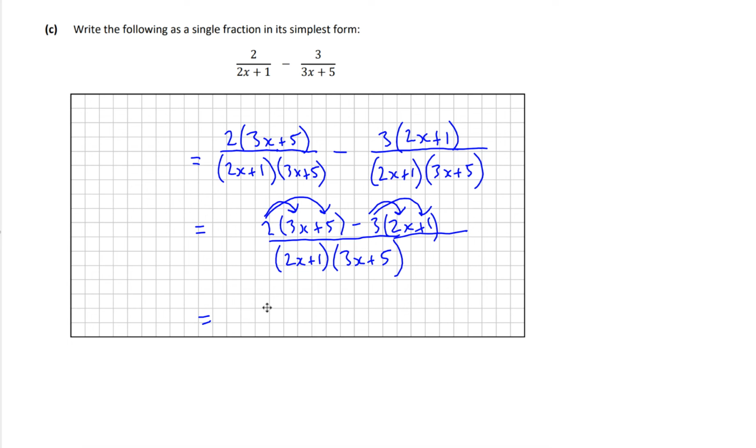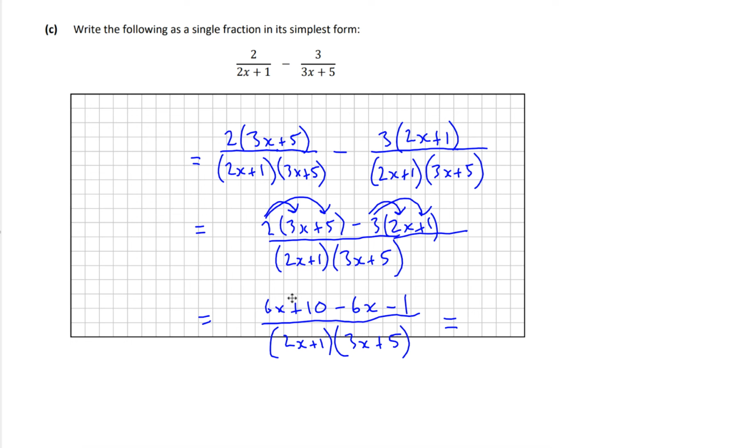So on top now I'm going to have 6x plus 10 minus 6x minus 1, all over that same common denominator. Now, you could multiply out the bottom of this fraction, but if you do, you're better off leaving that factorized in case you can simplify. So at the end, if you want, you can multiply it out, but there's really no need to multiply out the bottom of this fraction.